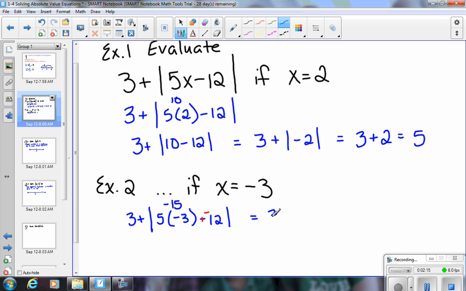So I have 3 plus -15 plus -12 is -27. The absolute value of -27 is +27, so 3 plus 27 is 30. So evaluation problems shouldn't be too hard for you. You are substituting those values in.